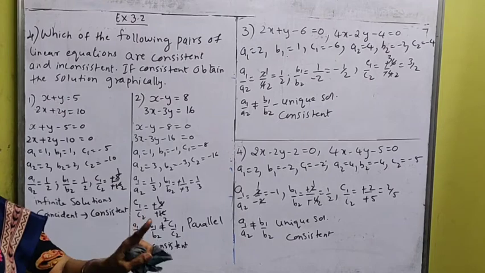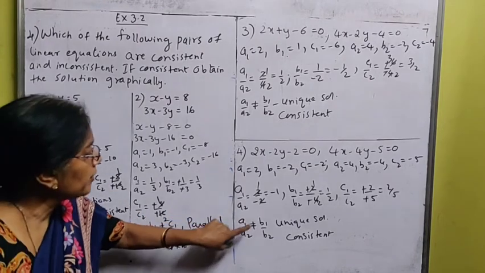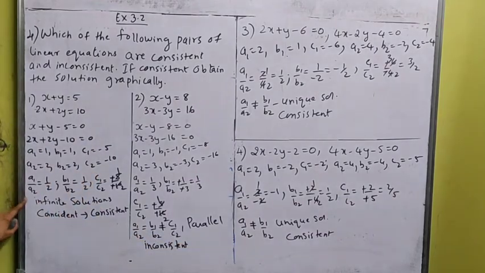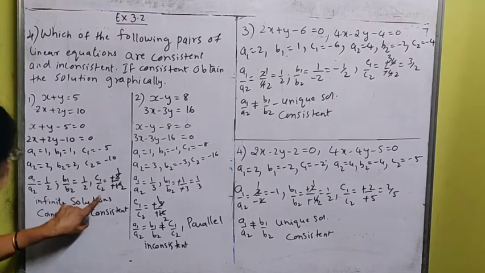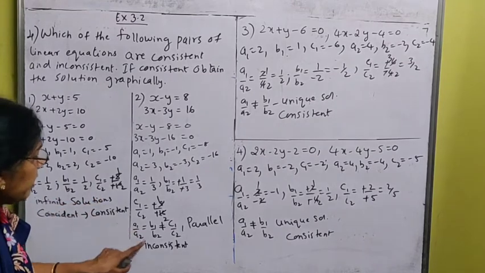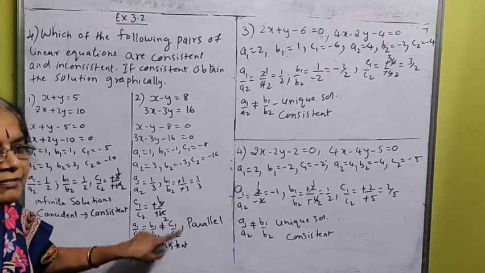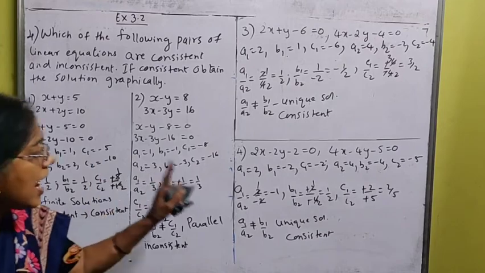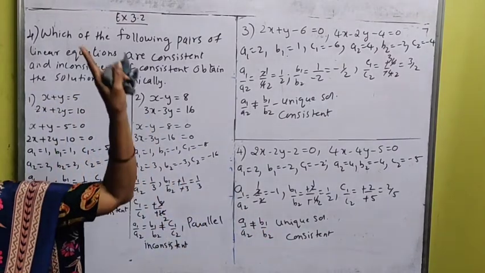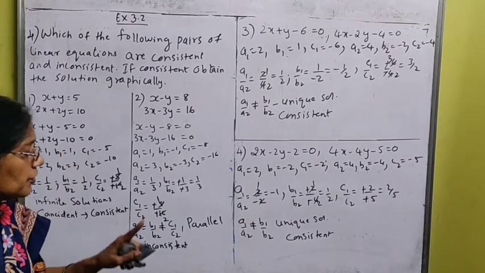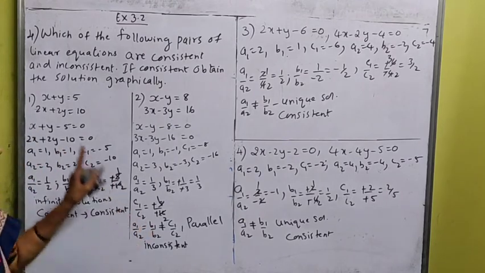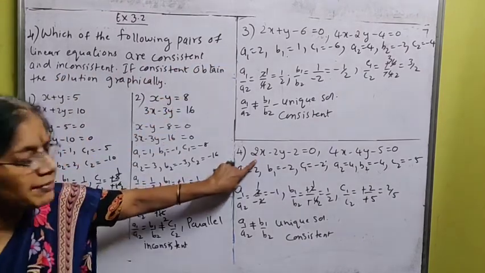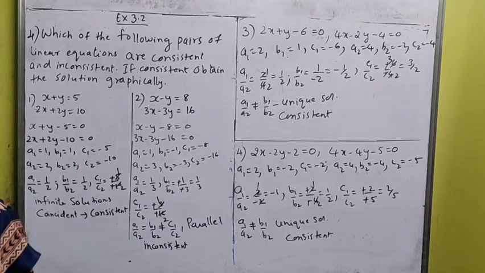Remember, consistent means unique solution. That is, A1 by A2 not equal to B1 by B2, then it is always consistent. Then A1 by A2 is equal to B1 by B2 is equal to C1 by C2, it is always consistent. A1 by A2 is equal to B1 by B2 is not equal to C1 by C2, it is always inconsistent. That means if infinite solution and unique solution are there, the graph will always be consistent. If no solution is there, the graph will be inconsistent. So you have to draw the graph of sum number 1, sum number 3 and sum number 4 by yourself.